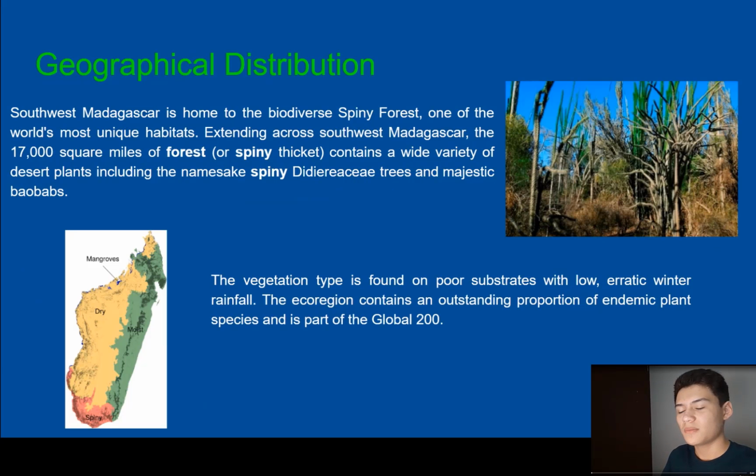Geographical distribution. Southwest Madagascar is home of the biodiverse spiny forest, one of the most unique habitats. Extending across southwest Madagascar, the 17,000 square miles of forest, or spiny thicket, contains a wide variety of desert plants, including the namesake spiny Didiereaceae trees and majestic baobabs. The vegetation type is found on poor substrates with low erratic winter rainfall. The ecoregion contains an outstanding proportion of endemic plant species and is part of the Global 200.